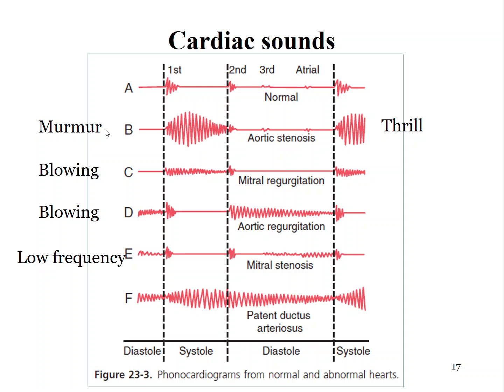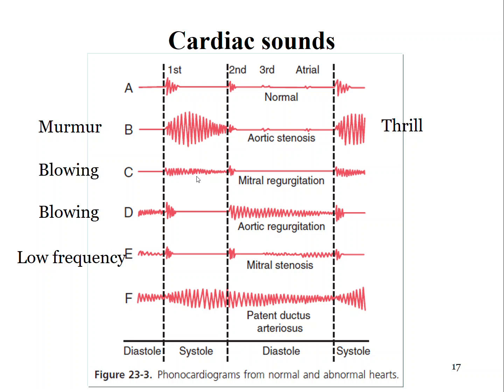So here we have murmurs. What is the cause of a murmur? One cause is aortic stenosis, which means the aortic valve is very narrow. So during systole, blood goes out from the left ventricle through this stenotic valve, and we have an extra sound, which we call a murmur. So aortic stenosis causes an abnormal sound during systole.